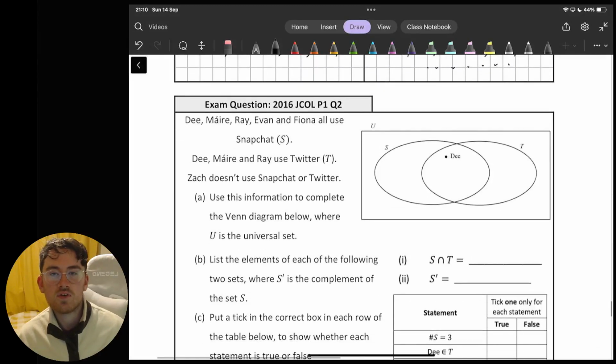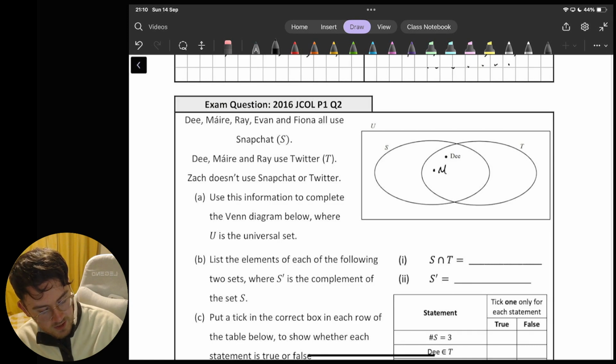Let's look at the last, I think this is our last one here. So Dee, Moira, Ray, Evan, and Fiona all use Snapchat. Dee, Moira, and Ray use Twitter, and Zach doesn't use Snapchat or Twitter. Use the information to complete the Venn diagram. So again, we start in the middle, we look at the people who use both. They've listed them out quite nicely for us here, because they've listed them out in order, so we can fill them in quite easily.